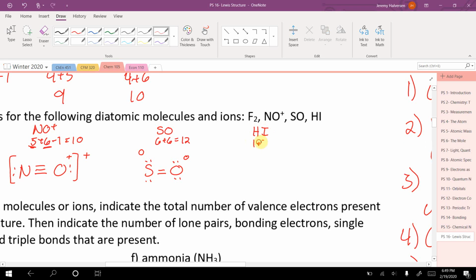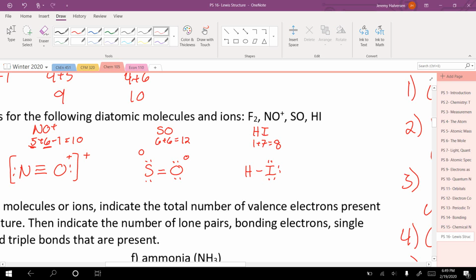HI: 1 plus 7 gives me 8, so I'm going to have H bonded to I. Now I think hydrogen is probably the more electronegative thing, but hydrogen only fills up to 2 electrons, and so we can't throw the rest of our electrons onto hydrogen. It's already got access to 2. So I've got 2, 4, 6, 8.